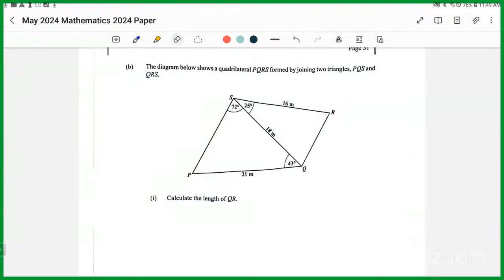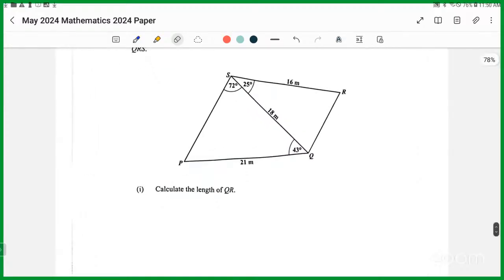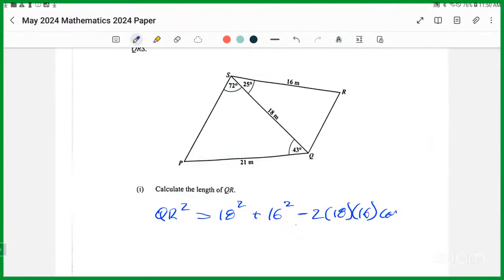Straightforward. We start like Pythagoras theorem. QR squared will be equal to this side squared plus this side squared, 18 squared plus 16 squared, if it was a right angle triangle. But because it is not a right angle triangle, you cannot use Pythagoras theorem. You have to subtract a piece for the cosine rule: twice the product of these two sides, 18 and 16, times the cosine of the angle between them, which is 25 degrees.